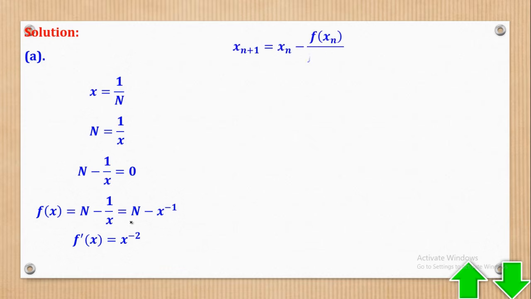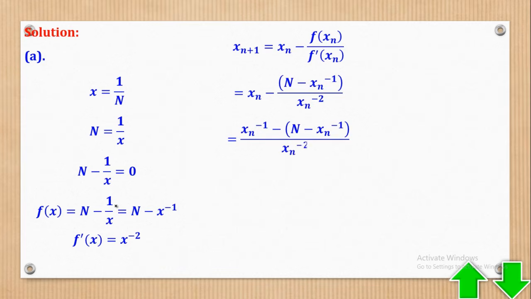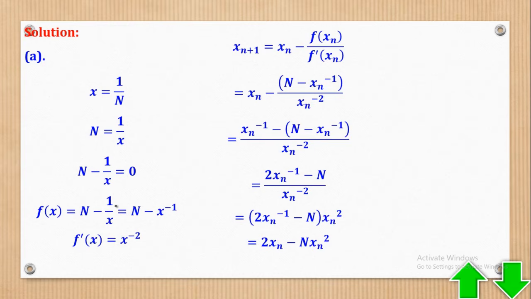Then after that we shall quote the formula for Newton-Raphson. Then we substitute for f(x), f(xn) and f prime of xn, combine into one quotient, then open brackets and simplify to come up with that. After that we need to express it in the required proof, which is that.